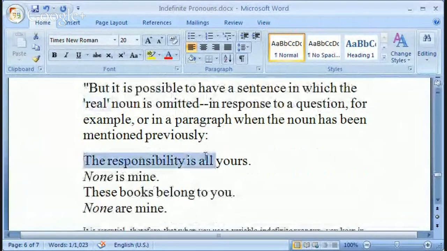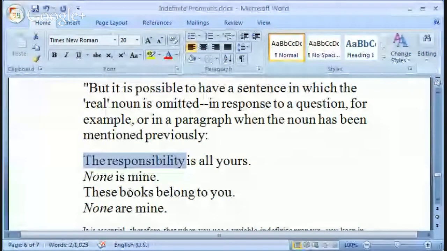Okay. The responsibility is all yours. None is mine. Believe it or not, that is a correct sentence. None is mine. This "none" refers to the responsibility. So if I substitute it, "the responsibility is mine." That sentence makes sense, right? Again, I'm using an indefinite pronoun to substitute for this real noun.